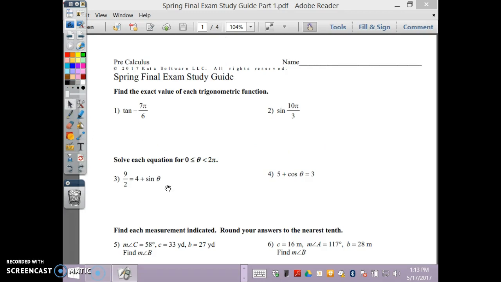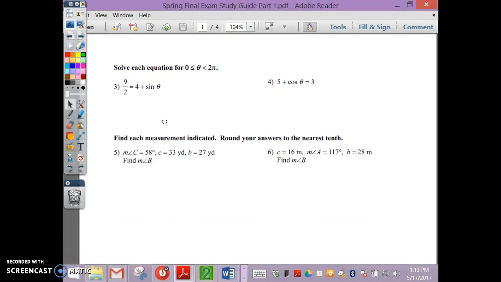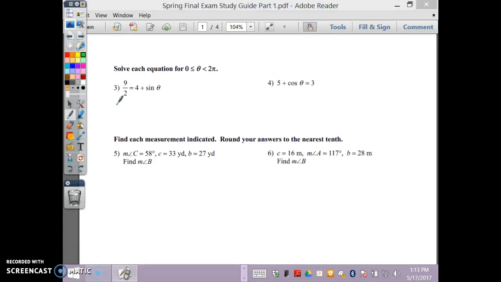Still going to need our unit circle just for a little bit, and then we'll bring it back out again. Solving our equation. First we want to get our trig part by itself, and we'll do that here by subtracting 4 from each side, and 9 over 2 minus 4, if I get a common denominator, is 1/2. So I have sine of theta is 1/2.